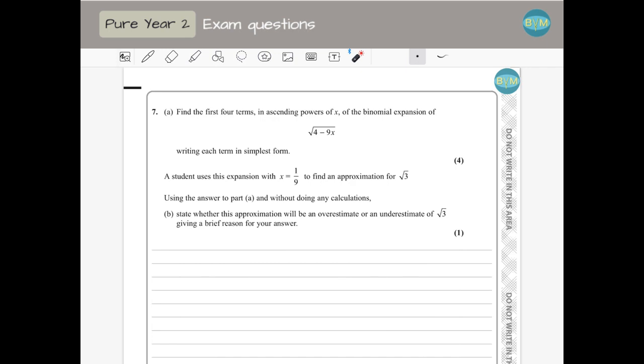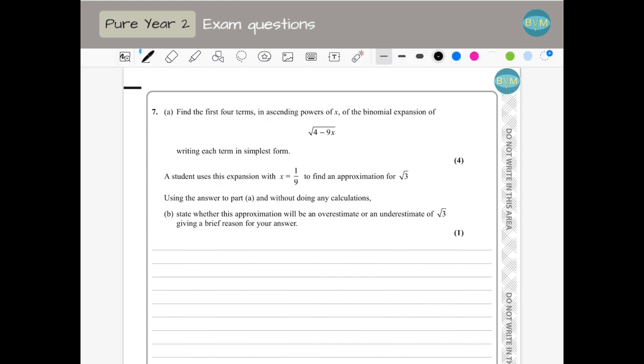Hello, this is question 7 on your June 2022 Paper 2 from Edexcel, and you have a binomial expansion. You have to find the first four terms in ascending powers of x of this expansion, writing each term in its simplest form.